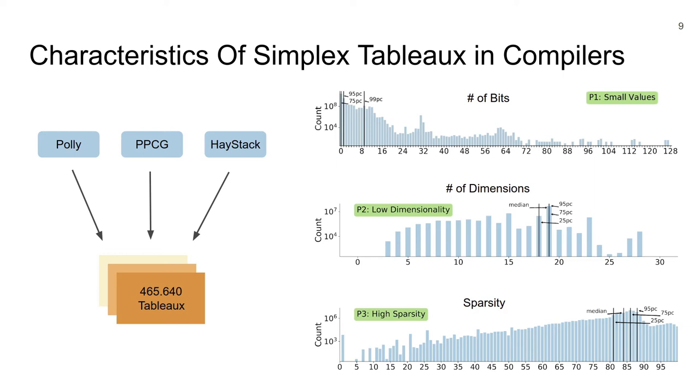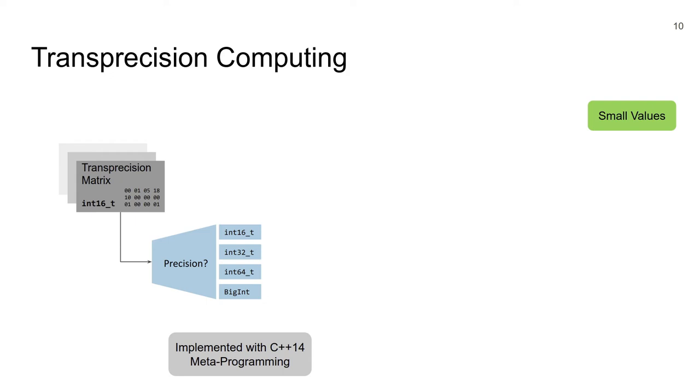Our solution is to design a fast simplex solver around a technique called Transprecision Computing. Transprecision Computing enables us to exploit the typical small values of coefficients while still allowing us to reason about constrained systems with very large coefficients.